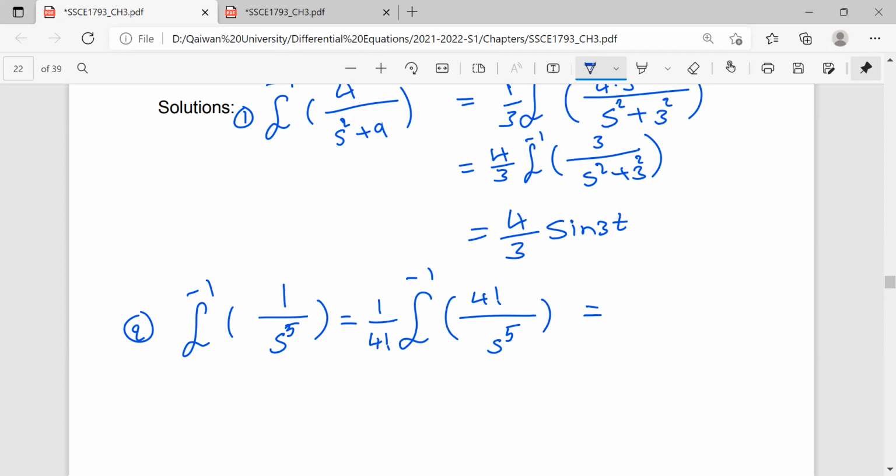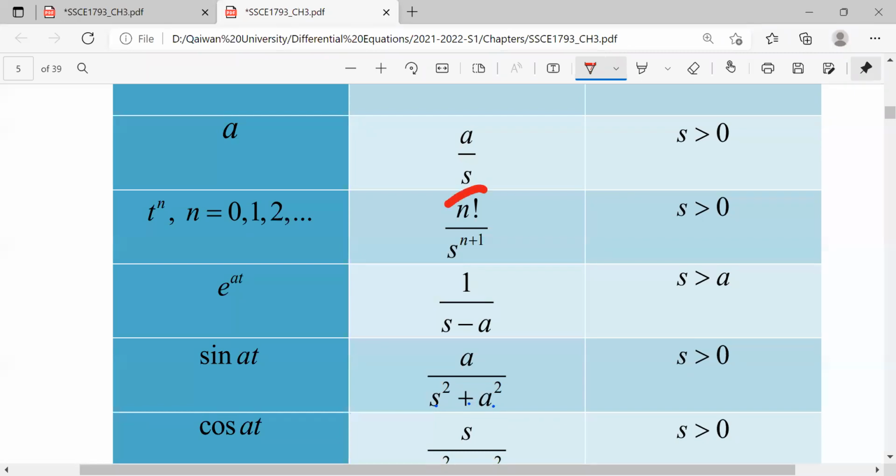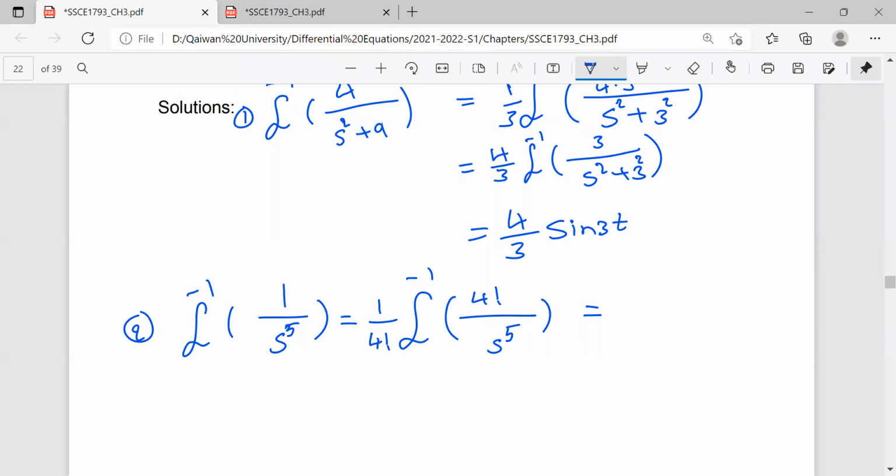We apply this rule here. If we have this, then if we take its Laplace inverse, it becomes t to the power n. N here is 4. This equals 1 over 24 t to the power 4. Is it?